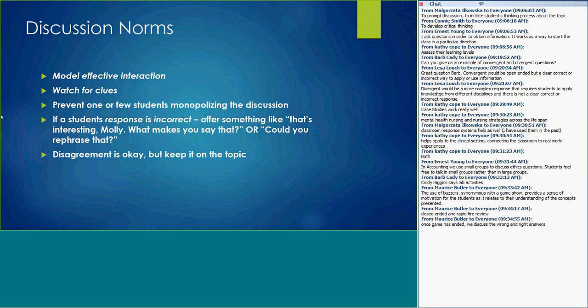And it's actually a good academic strategy to disagree, but the thing is to keep everything on topic and make sure that no one feels threatened or attacked during the disagreement, that the ideas are on the table, not the individuals. And so those are just some norms that instructors should keep in mind, but then also that somehow should be presented to the students.